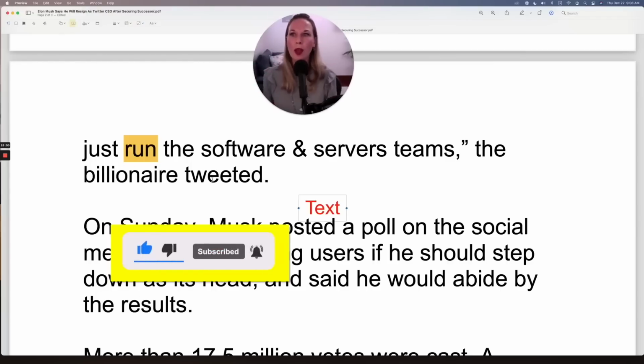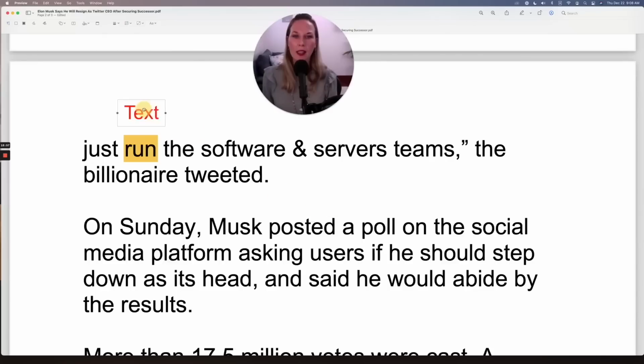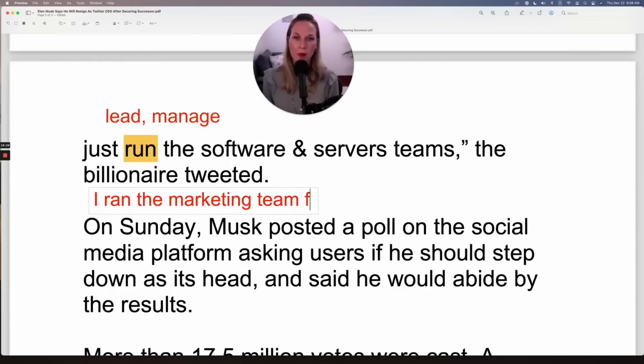Which is another way of saying leading, to just lead, to match the verb tense, to just lead, manage the software and servers teams. So you could say, I ran the marketing team for five years. Now notice my verb is in the past simple, right?